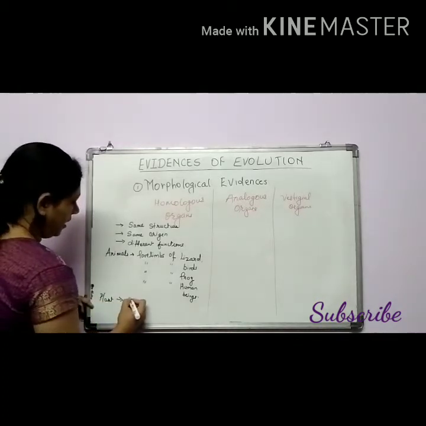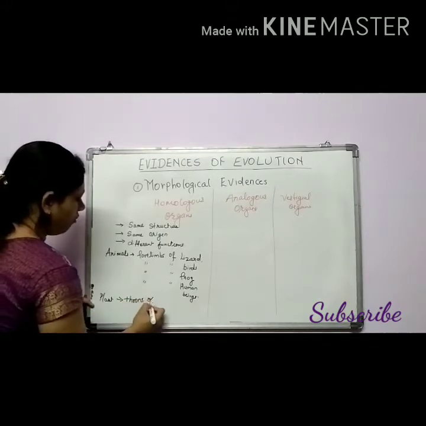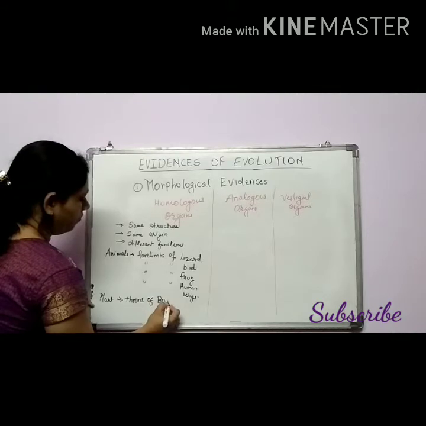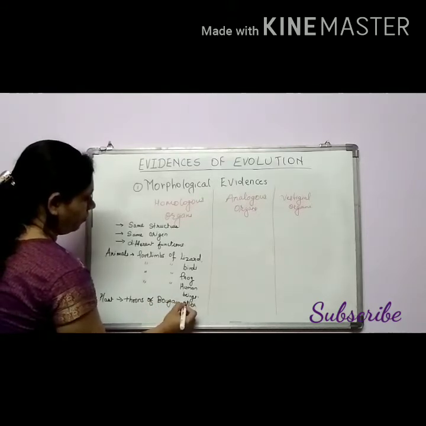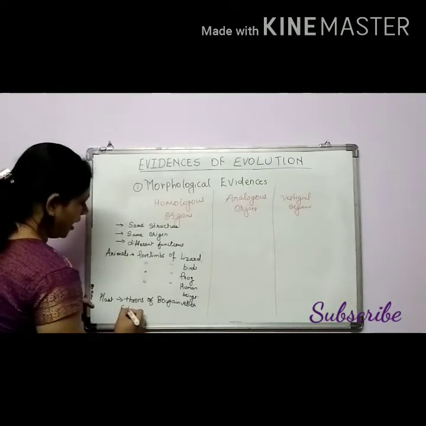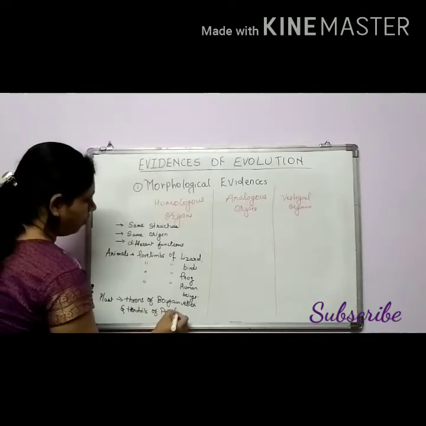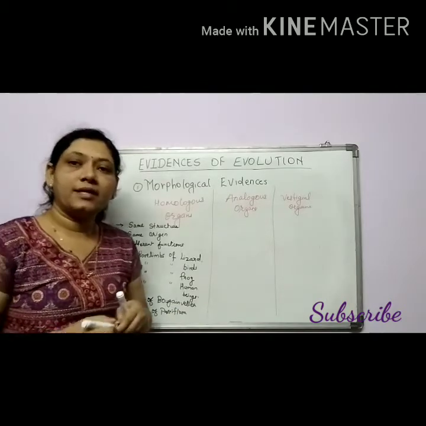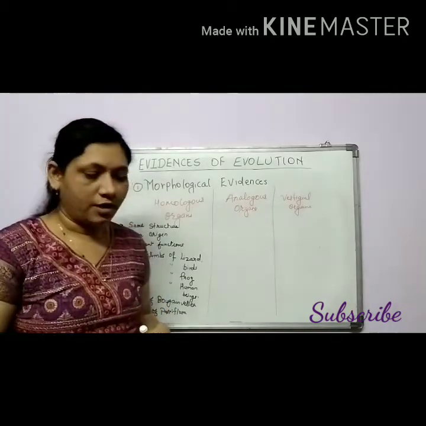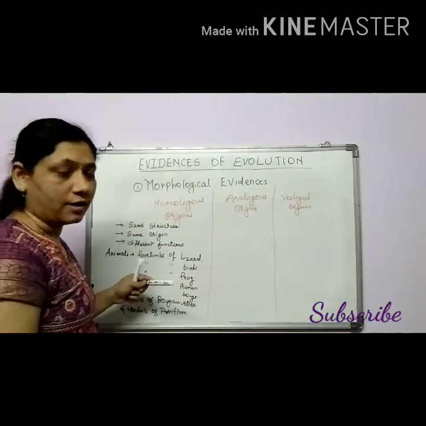Plant thorns of bougainvillea, and tendrils of passiflora. They look the same, but their functions are different. Okay. So, this is a homologous organ.